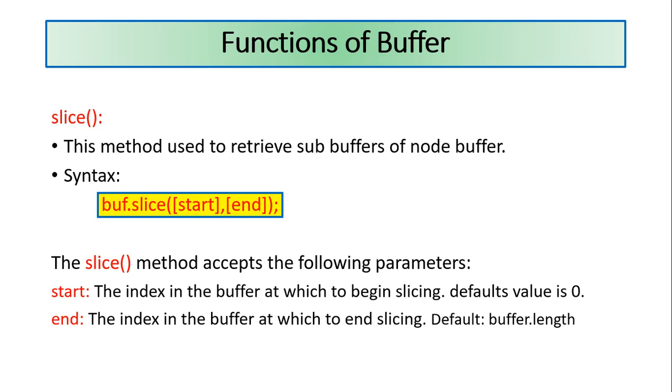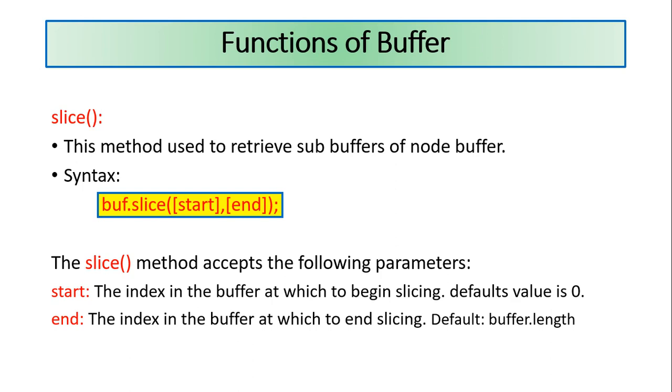Now the second function is the slice function. The slice function, or we can say method, is used to retrieve sub-buffers of a Node.js buffer. In some situations we want only part of the data rather than complete data from a buffer. In that scenario we can use the slice function. Now look at the syntax.